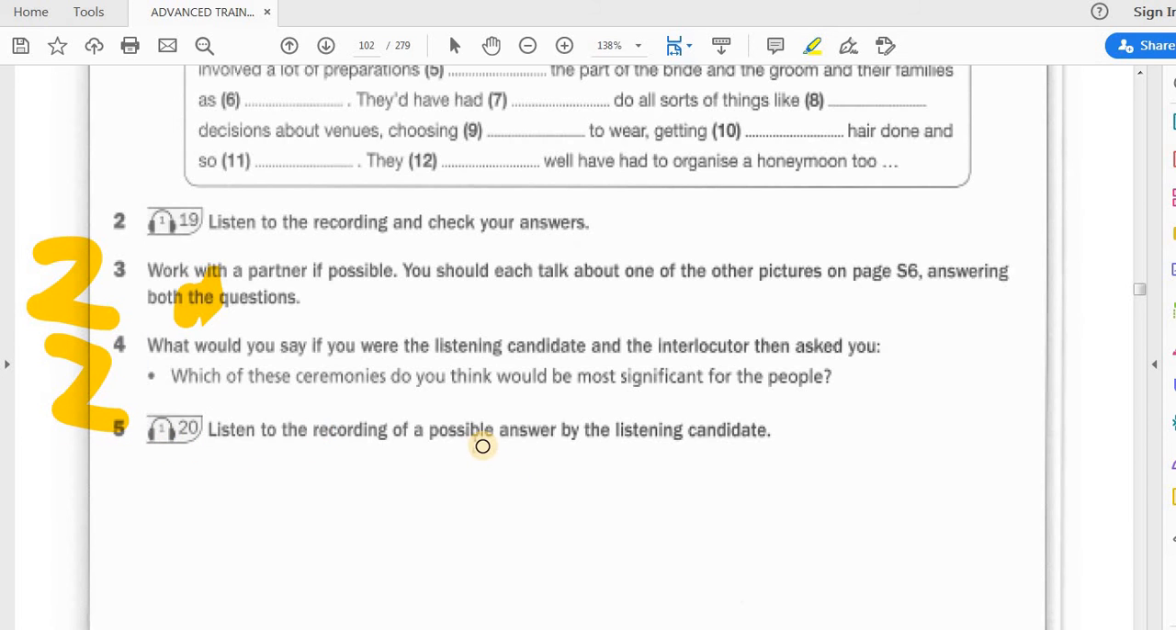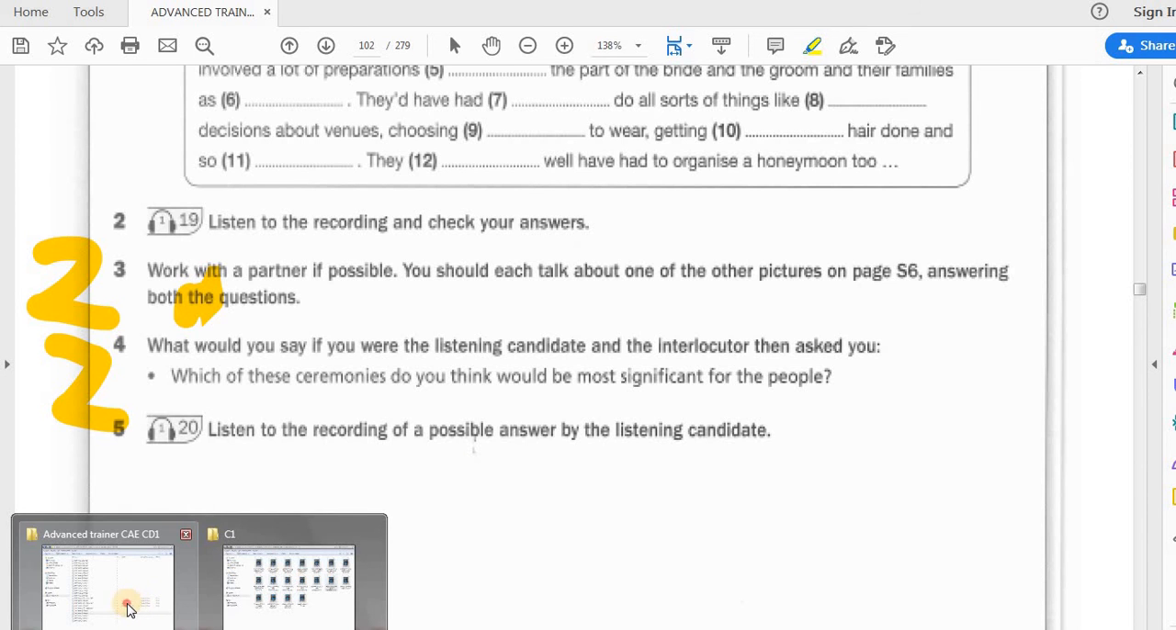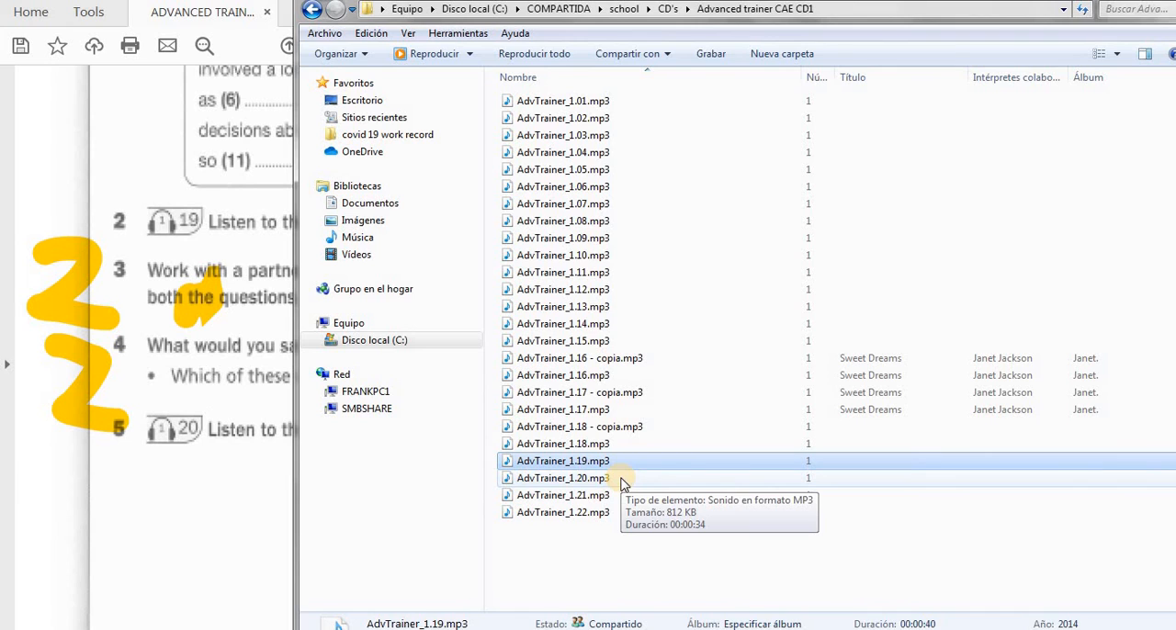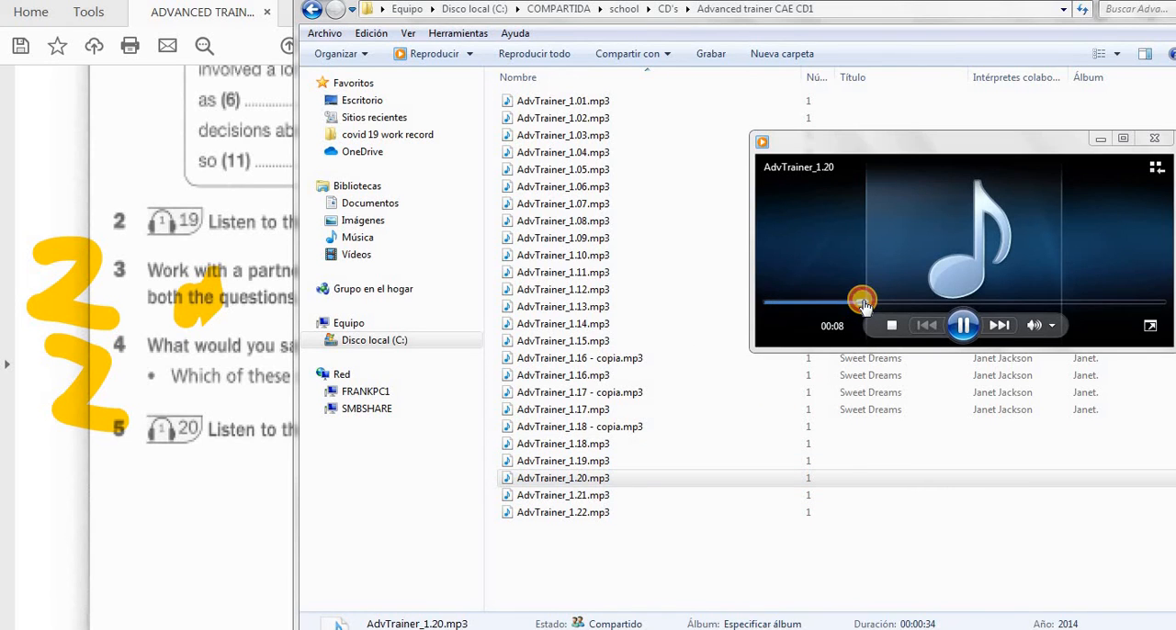Now listen to of a possible answer. Okay, I'm going to play. It's just 20 seconds, but it's not very enlightening. Test 2. Which of these ceremonies do you think would be most significant for the people? I think the wedding ceremony would be the most significant one for the people involved. Of course, graduating and winning sports prizes are also important and exciting, but they don't have such a huge impact on the rest of your life as marriage does.